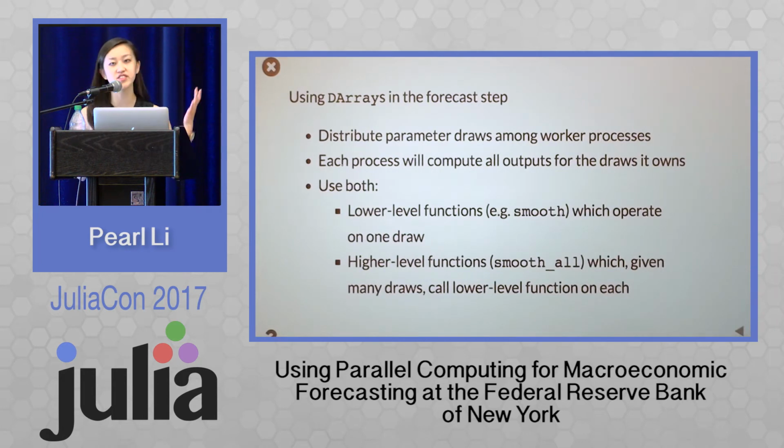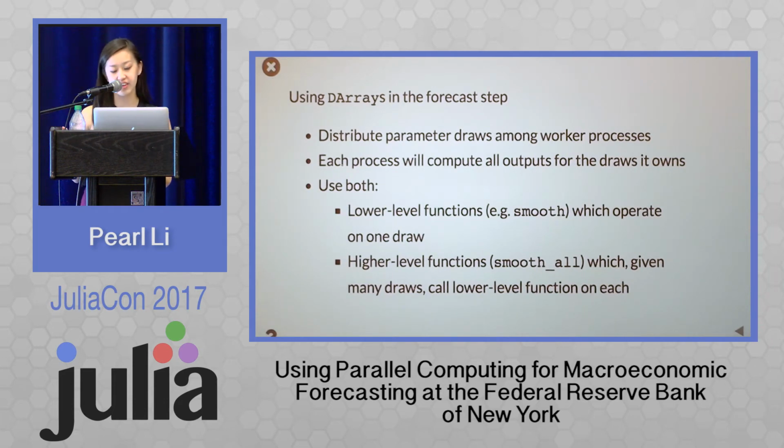So this already suggests how we might do this in the forecast step. But to be very clear, what we want to do is take these parameter draws, typically 20,000 of them, and distribute them among some number, typically 50, of worker processes. Each worker process will handle doing everything for the parameter draws that it owns. This will involve implementing both the lower level functions, which operate only on one draw, as well as the higher level functions, which usually have this _all, which take many draws and call the lower level function on each one of them.